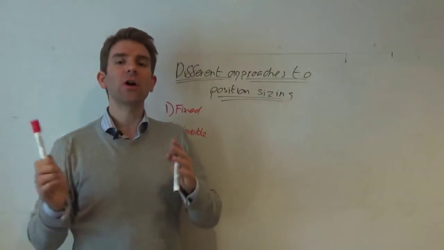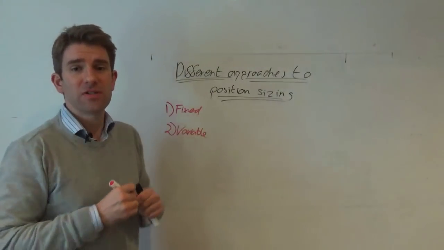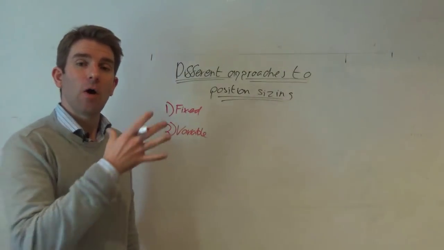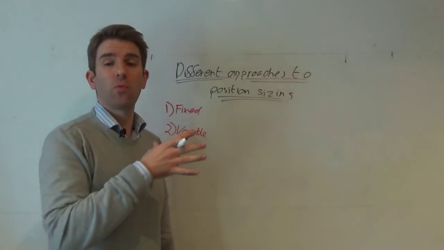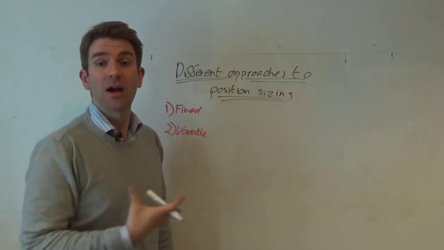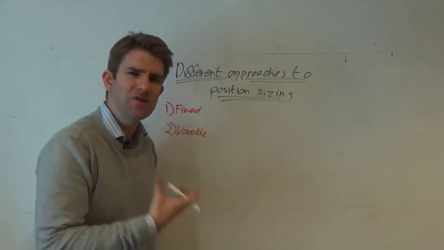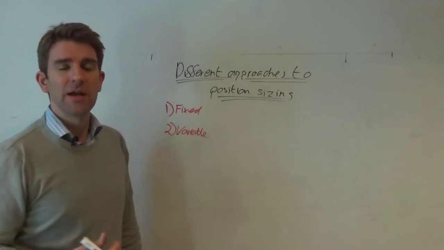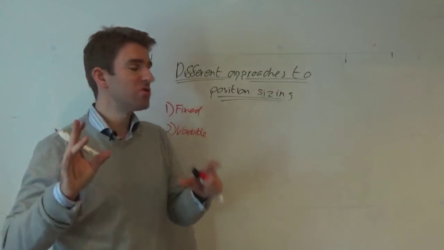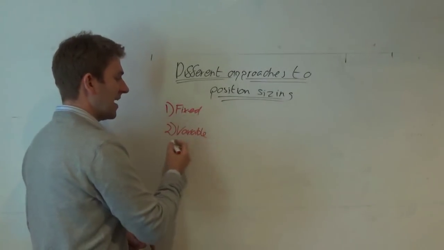So we've got a couple of ways that we can position size. And obviously, I don't think this is talked about enough. Now, I don't think there's a right or wrong way. I'm going to show you the way that I like to do it, but I also know other very successful traders use a different way. The two main ways that we can position size are fixed and variable.